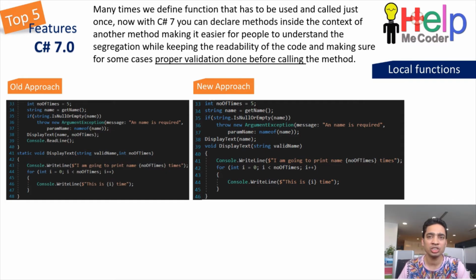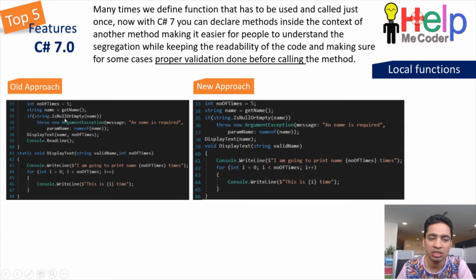The other advantage of local functions is that in some cases we can make sure that proper validations are done before we call the method. Let's see this with an example. With the old approach, we are calling the method called getName. getName gets a name for you, and it gets stored in the name object.